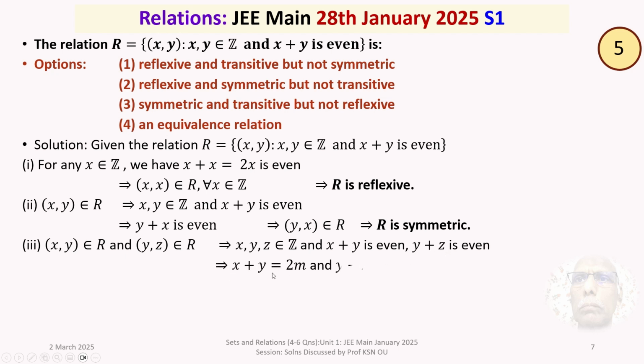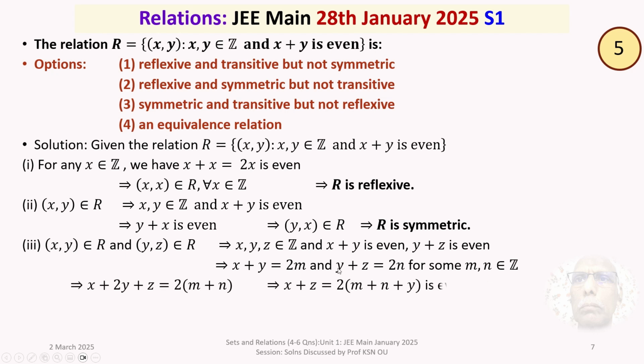This implies x plus y is even means 2 times some integer m, and y plus z is even means 2 times n for some integer n. Adding, you will get x plus 2y plus z is equal to 2 times (m plus n). That will imply x plus z is equal to 2 times (m plus n plus y), and m is an integer, n is an integer, y is an integer, so m plus n plus y is an integer. 2 times that is an even integer. So this implies (x, z) belongs to R. So thus R is transitive.